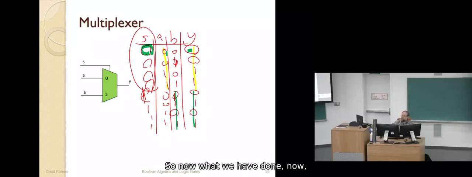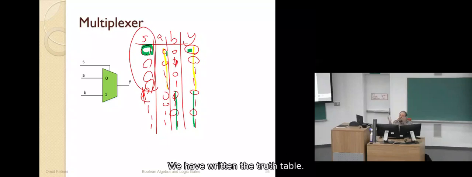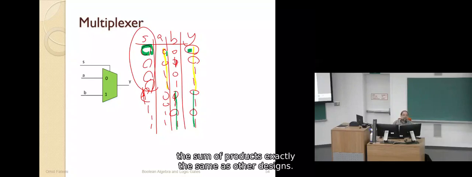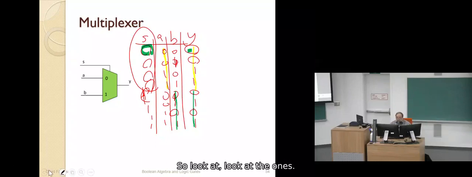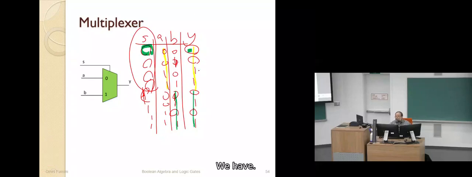Any questions? So now we have drawn the truth table. We have written the truth table. Now, like any other circuit, we go to the truth table and select the 1 rows and then write the sum of products. Exactly the same as other designs. So look at the ones. We have 4 ones and 4 zeros. So we will use this one.